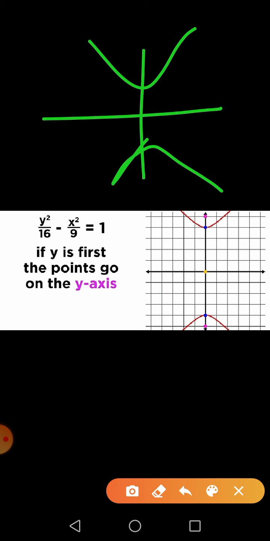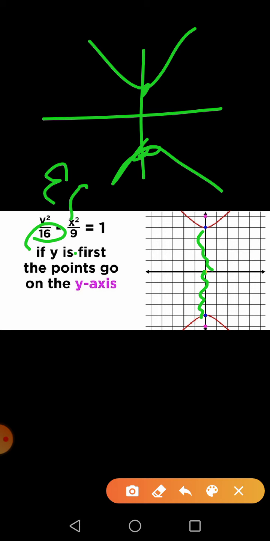Okay, I must start with the vertices. The vertices are all the time a. Do you remember? So a squared here is 16, so a is 4 and 4. So I will count 4 and count 4. The center is 0 and 0, as here there is no number next to y or x, so the center is 0 and 0. And what about b? B squared is 9. So I can't use it here without the conjugate axis. It's only here the conjugate.